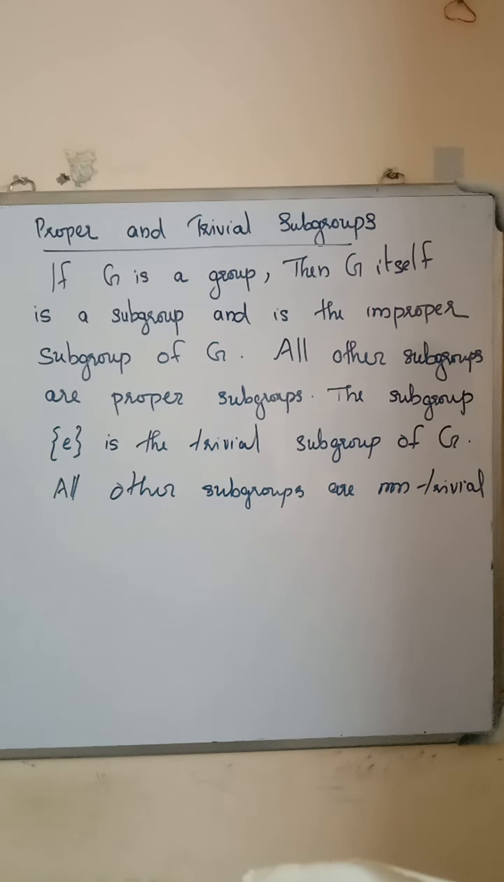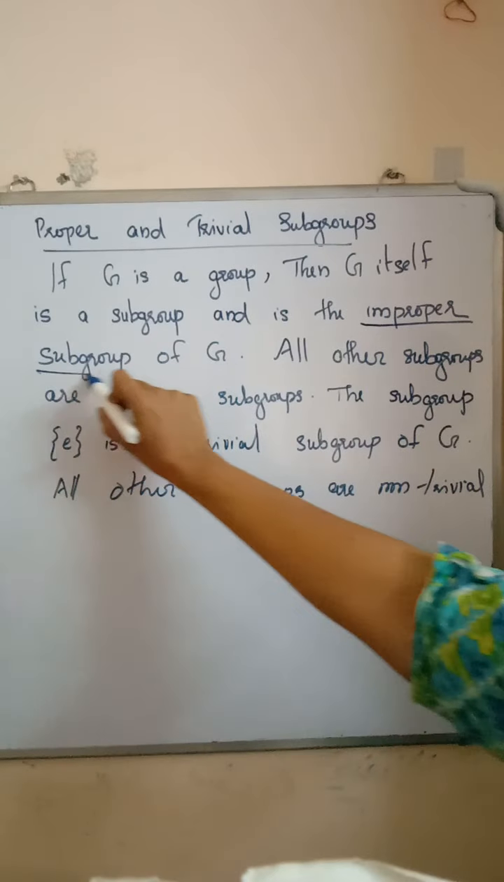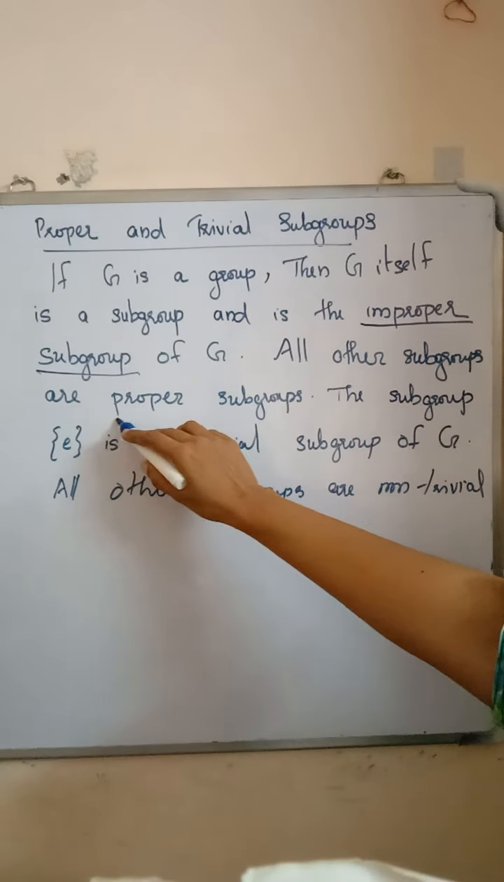Now, proper and trivial subgroups. If G is a group, G itself is a subgroup, just like a set H is a subset of itself. If G is a group, then G itself is a subgroup, and it is the improper subgroup of G. G is known as the improper subgroup of G itself. All other subgroups are proper subgroups.